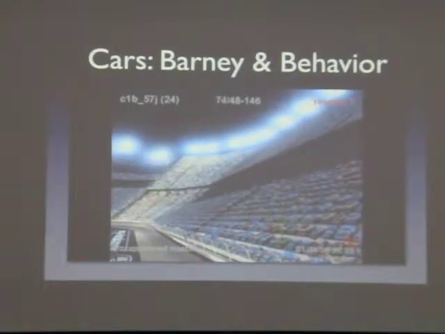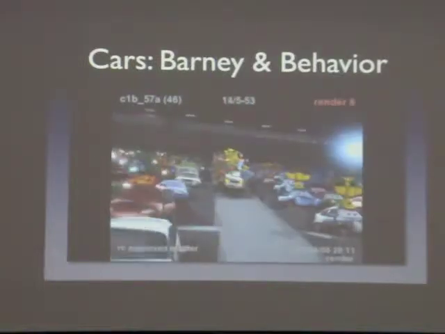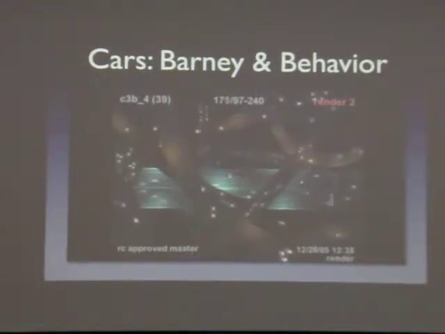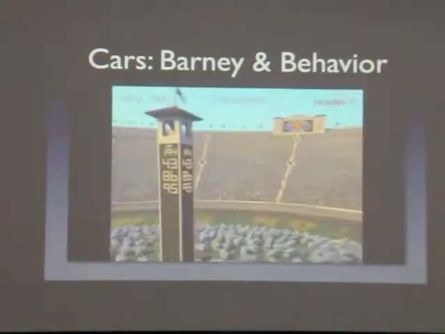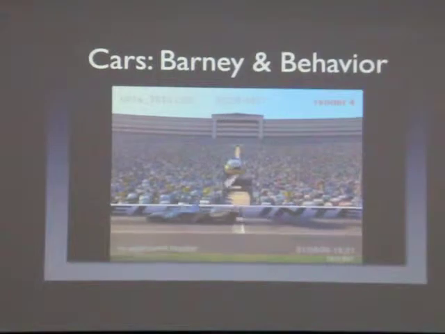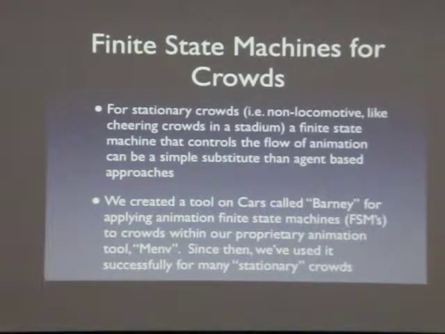On Cars, we had a new system called Barney that was very similar to that finite state machine system we had on A Bug's Life. And at this juncture, I'm going to actually explain what this system looks like and how to use it. But you can see we use it for very large stadiums. So let's talk about what I mean by finite state machine. For a stationary crowd, that is one that's not typically walking around, usually staying in one place, you can use a finite state machine that controls which individual clip of animation is played at which time per agent. So you can think of it as just going from one state to another.